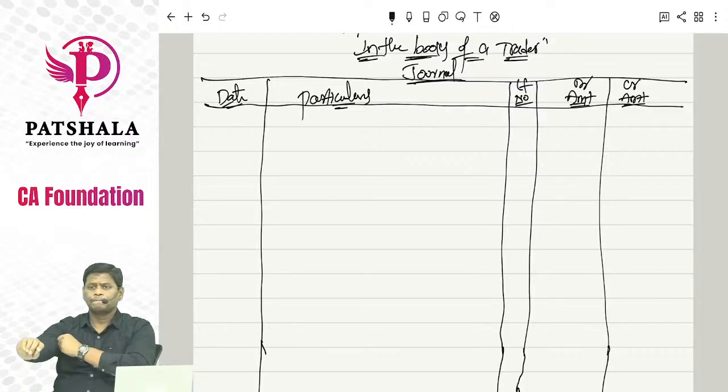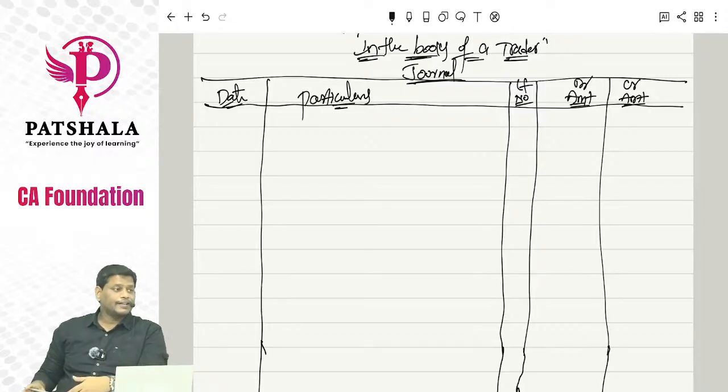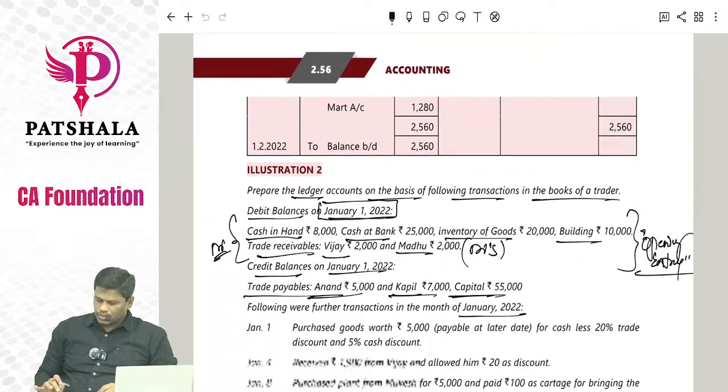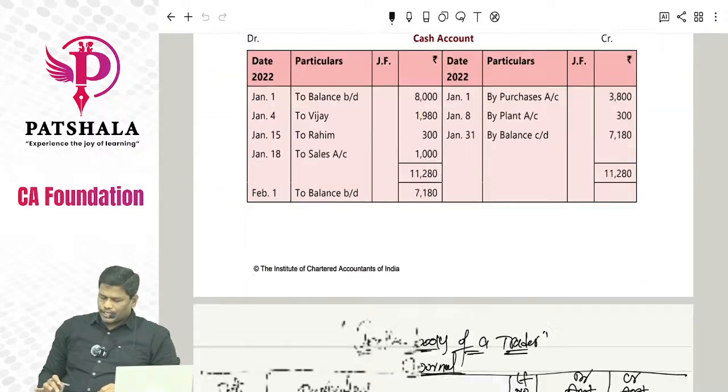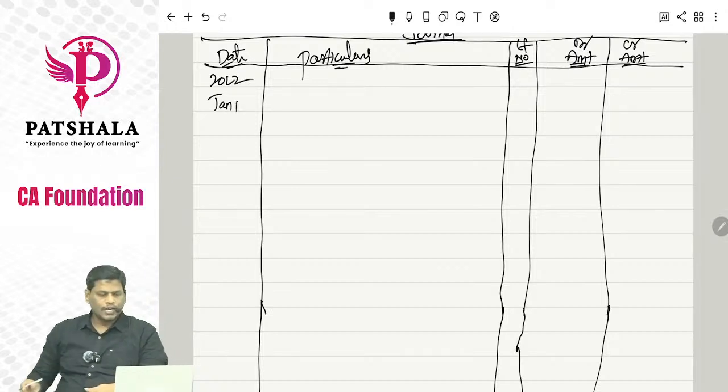Ready? Chalo. First we have to write an opening entry. Opening entry will always be written on the opening date. What is the date? 1st January 2022. Write it down, 2022 January 1st. Tell me, what are the balances?